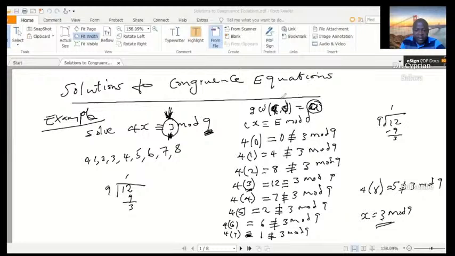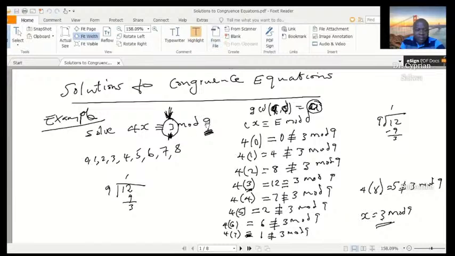If the GCD is 2, and supposing 2 divides this number E, then this congruence would have 2 solutions. And so that is how we will be doing our work.